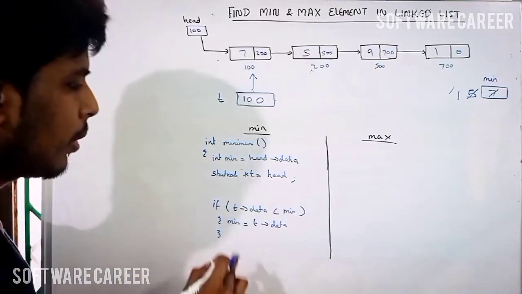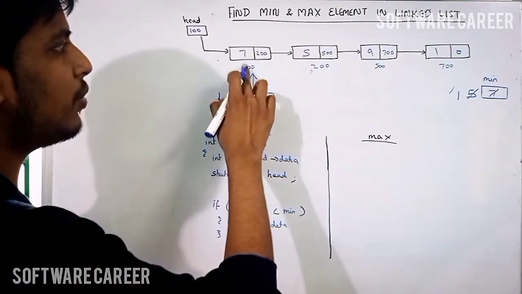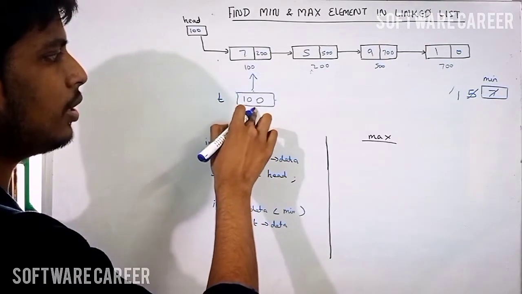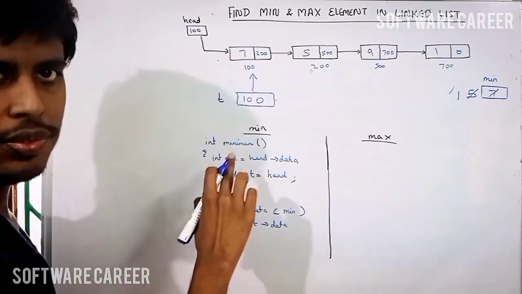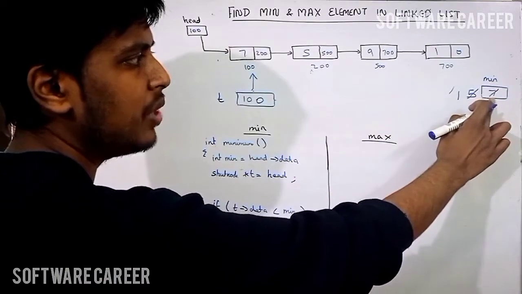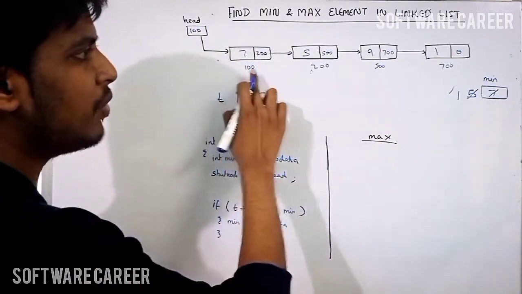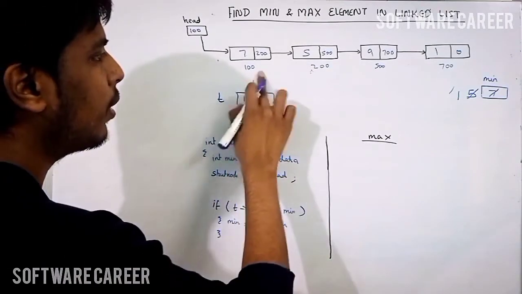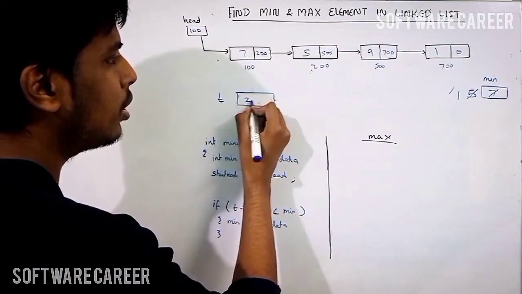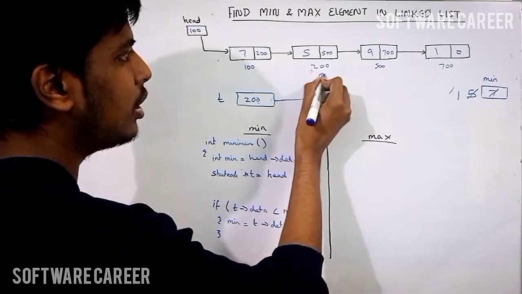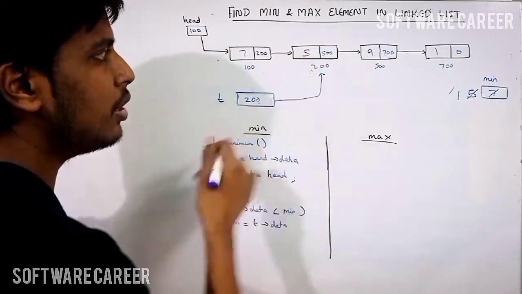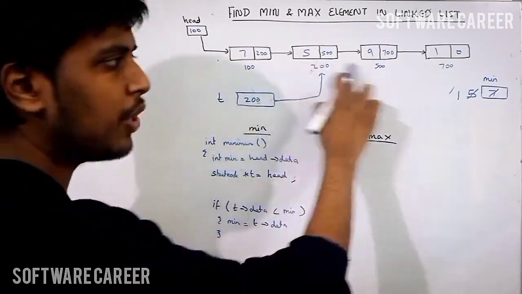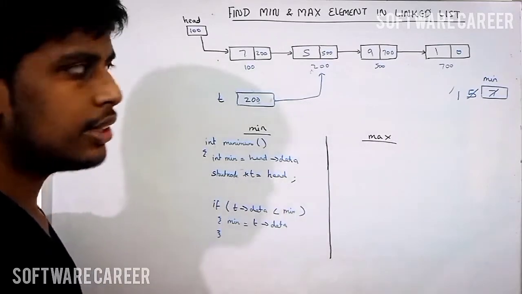What is this? See here. Now at starting I compared whether the data present in this 100 node, which is 7, is less than minimum. Minimum was 7 before. So I compared whether 7 is less than 7, no, 7 is equal to 7. Now suppose this is 200, pointing here. Now you are comparing the data present in this node, that is 5, whether 5 is less than 7. Yeah, it's less than 7.